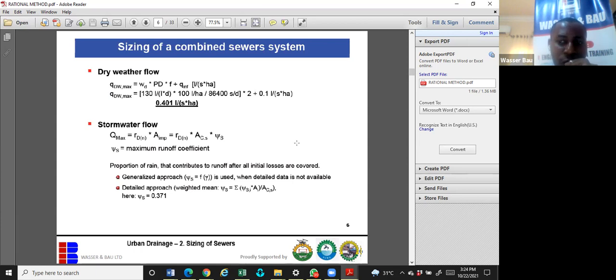So to generate the wastewater flow per hectare, what we did was to multiply the wastewater flow per capita by the population density, multiply by the peak factor, and add the infiltration factor. And that's how we got this. This 86400 is to convert day to seconds. Because at the end of the day, we want to get our unit to the smallest measure, which is liter per second. So if you are doing pipe sizing in SI units, your flow or your discharge should be in liters per second. Please take note of that.